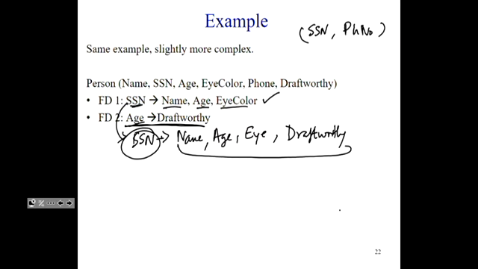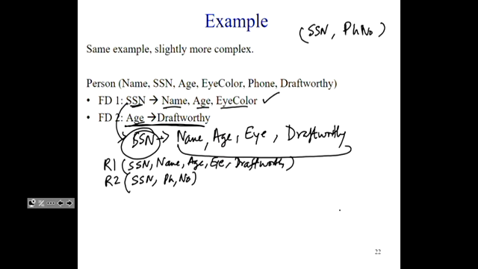So I will take this functional dependency and create a relation out of it. I will have SSN, name, age, eye color, and draftworthy. That's my relation 1. What will be in the other relation? SSN and phone number. The reason we are okay with splitting this up is because SSN is in common, and therefore that allows us to connect the tuples in the two relations.